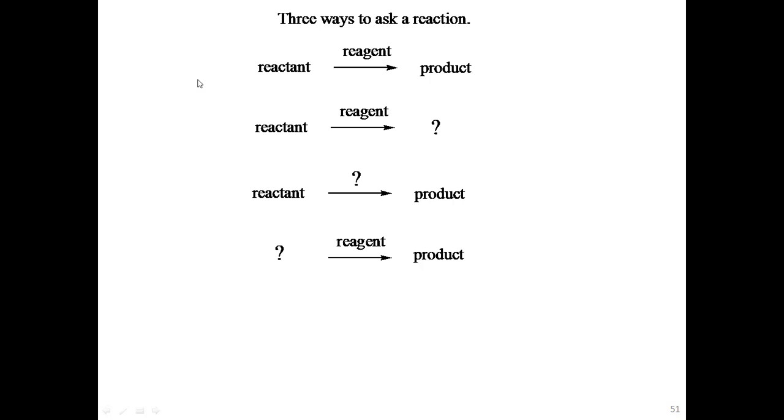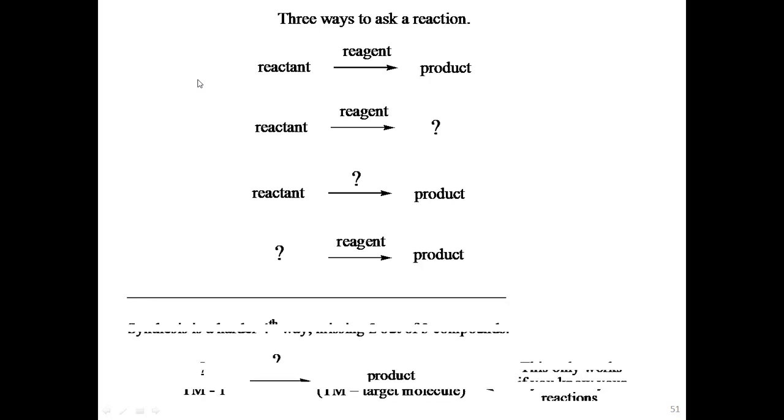In some cases, we might have 2 or even 3 ways of doing this transformation. So there might not be a single right answer. There might be more than one answer. And then the last possibility is we have a product and you have the reagent, so how could we make that product? And again, there may be 2 or even 3 possibilities for making that product with a certain reagent.